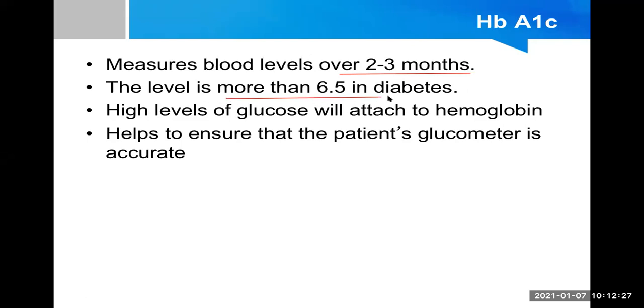If the level is more than 6.5, okay, that means this is a diabetic patient. And if the level is higher than that, the blood sugar level was not controlled in the previous 2 to 3 months. It helps to ensure that the patient's glucometer is accurate also, definitely. So what does that mean? If HbA1c is high, for example, 8, but the glucometer is showing a normal amount of glucose all the time, that means the glucometer is definitely wrong, or it's broken, it's not working, and the patient is having false assurance. Yes, my blood sugar level is normal, but actually the fact is something else, okay? So this is also an important point about HbA1c.